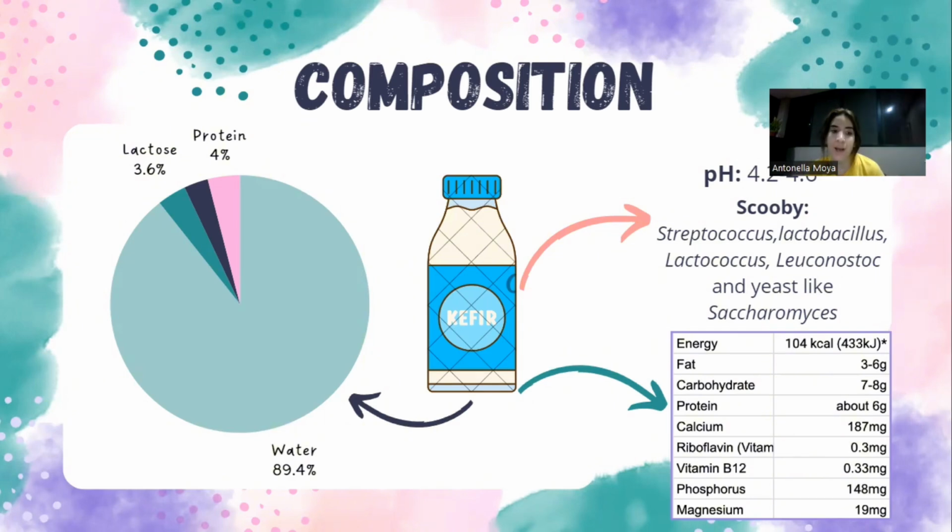Kefir has a water content of 89.4%, lactose 3.6%, protein 4%, and fat 4%. The pH of the kefir is from 4.2 to 4.6. The SCOBY has Streptococcus, Lactobacillus, Lactococcus, and Saccharomyces.